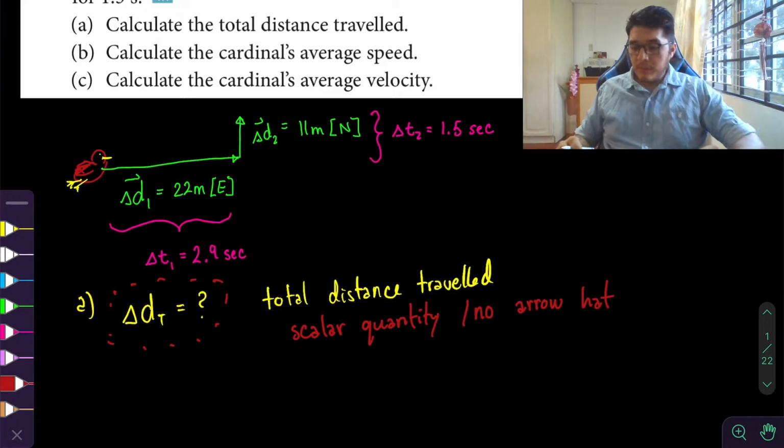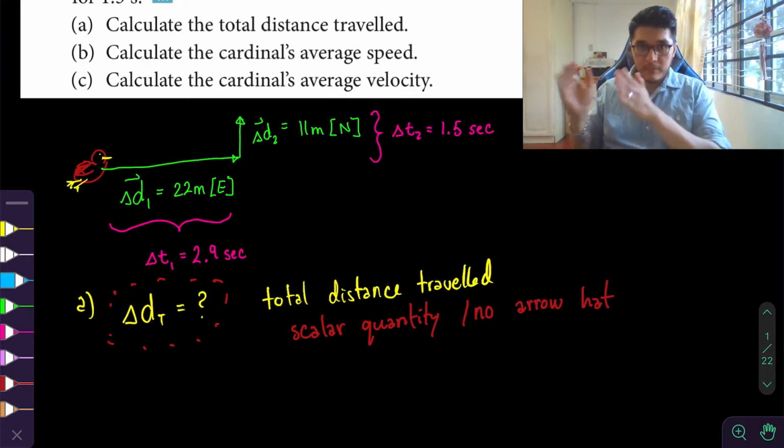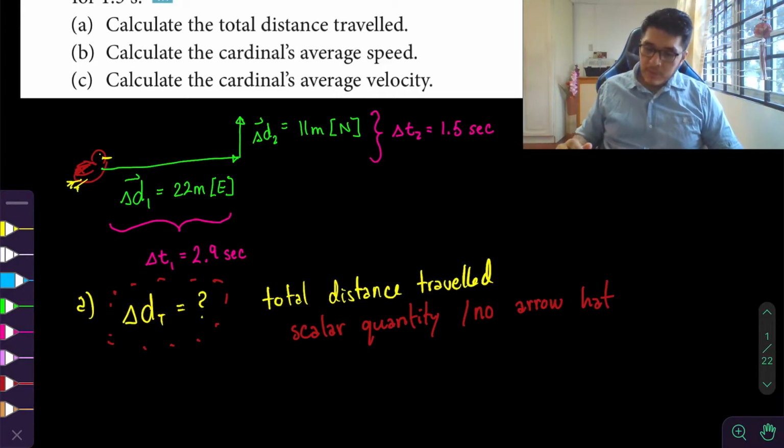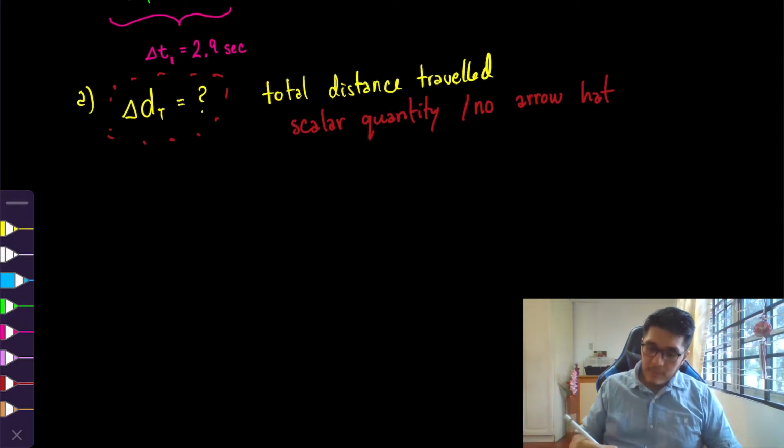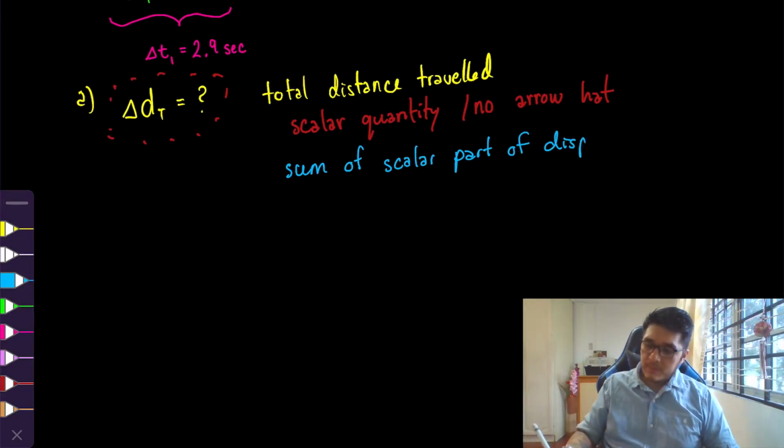Now, if we want to calculate the total distance traveled, all we have to do is add up all of the individual displacements. But we're only adding up the scalar portion of it, so the magnitudes. So let's try to write this out. The sum of the scalar part of the displacements.